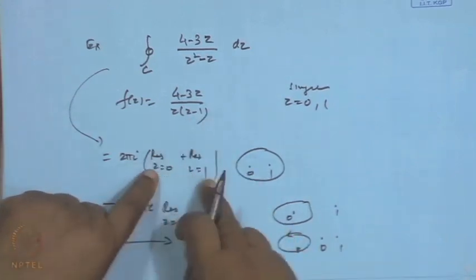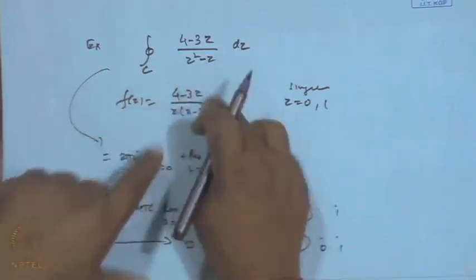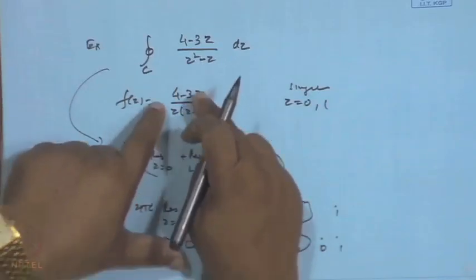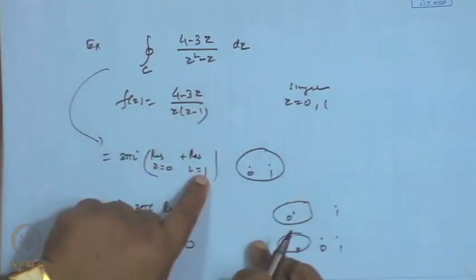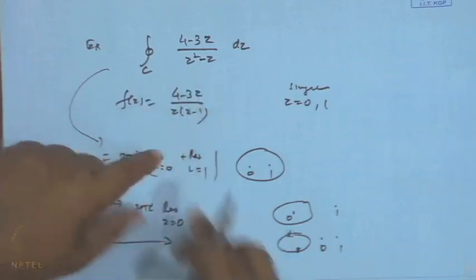So, the only thing is you have to compute the residues at 0 and 1. For the residue at 0, multiply by z and take the limit as z tends to 0. For z equal to 1, multiply by z minus 1 and take the limit as z tends to 1, and you get the residue there.